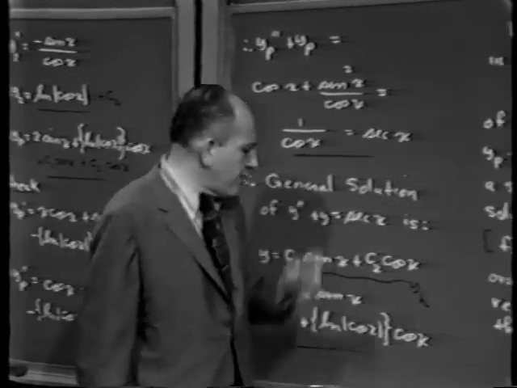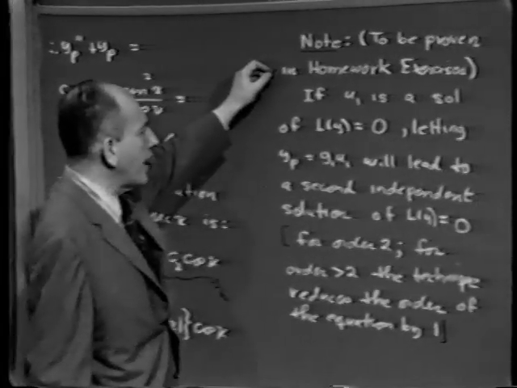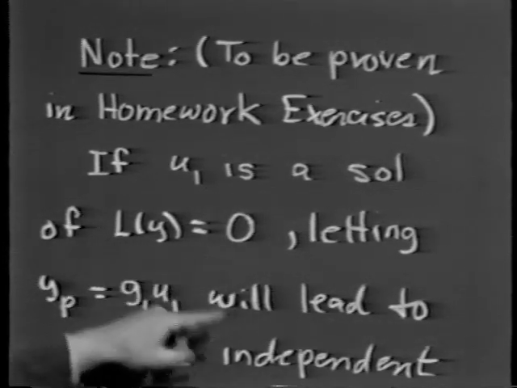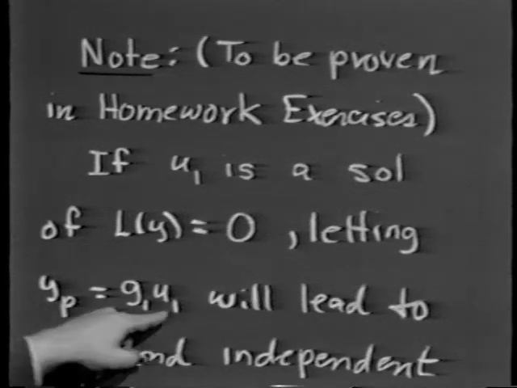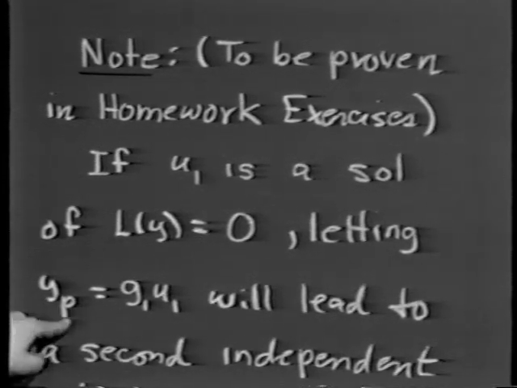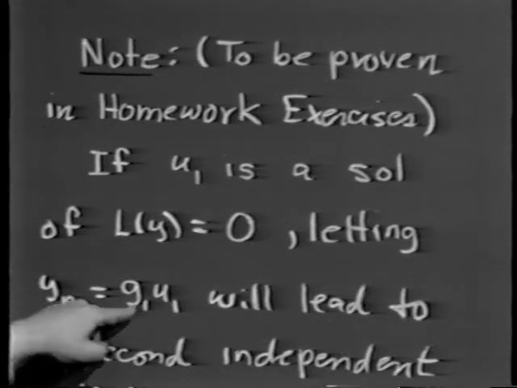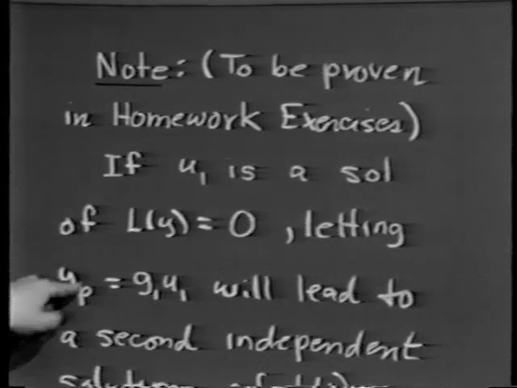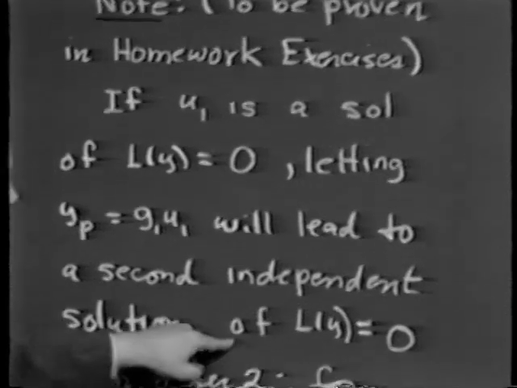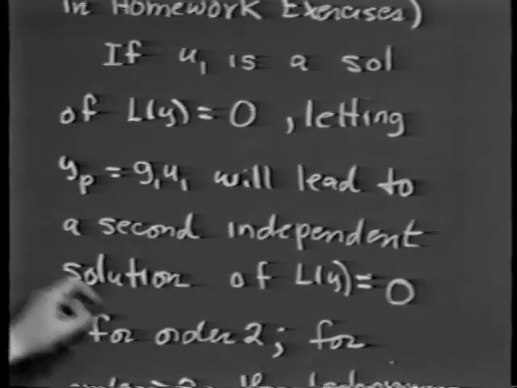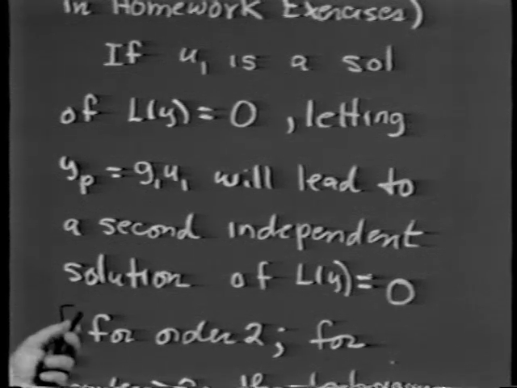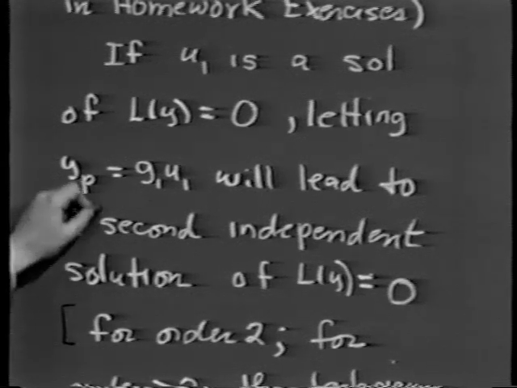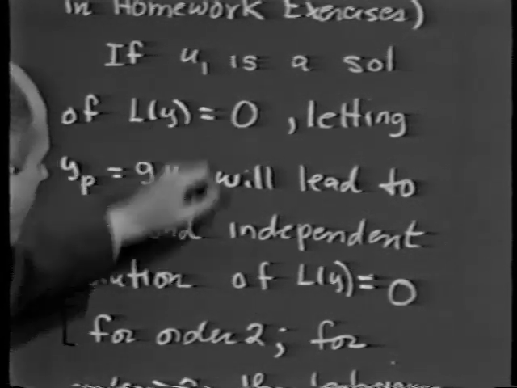By the way, just as a note, and this will be proven in the homework exercises, it turns out that if u1 is any solution of L of y equals 0, the method that we used in variation of parameters, in other words, trying for a particular solution in the form y sub p equals g1 u1 rather than c1 u1, g1 is a function of x now, will always lead to a second independent solution of L of y equals 0. By the way, a little note here, and if you don't catch this right now, it's not too important because I'll hammer that home in the exercises. This is only true for linear homogeneous equations of order 2.